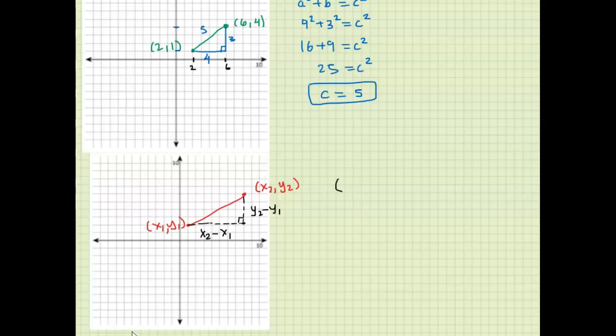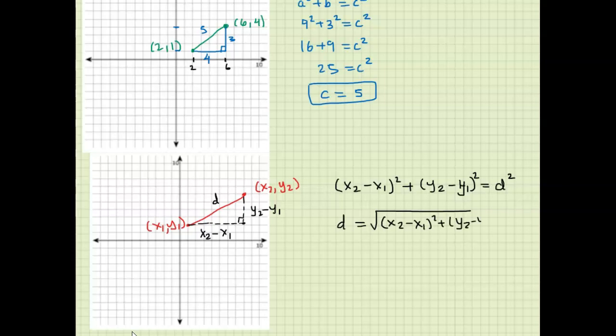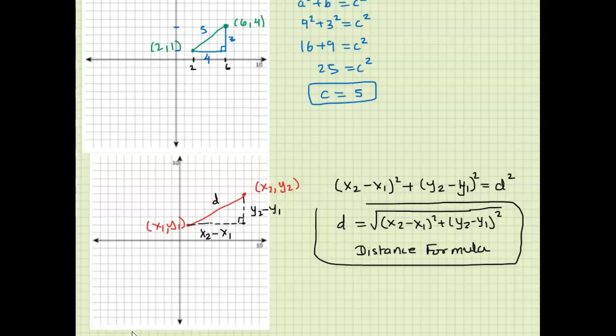Right? The Pythagorean theorem tells you you're going to square this, so (x2 minus x1) squared plus (y2 minus y1) squared is going to give you, I'm going to call this d, the distance squared. So to figure out the distance, you take the square root of all that: d equals the square root of (x2 minus x1) squared plus (y2 minus y1) squared. So this is called the distance formula. And it comes from the Pythagorean theorem, just working with the right triangle.